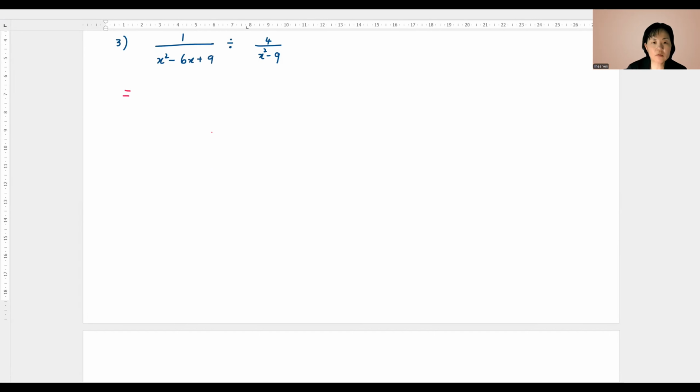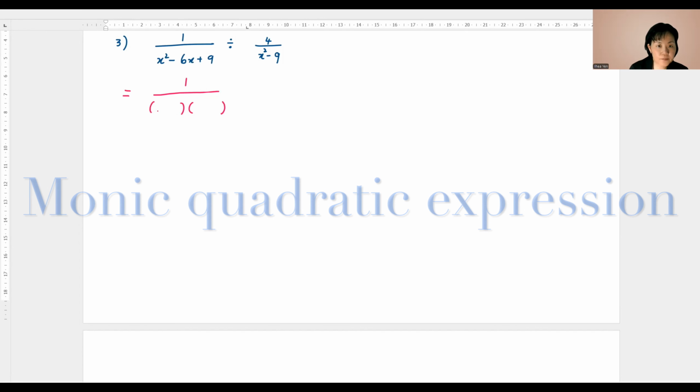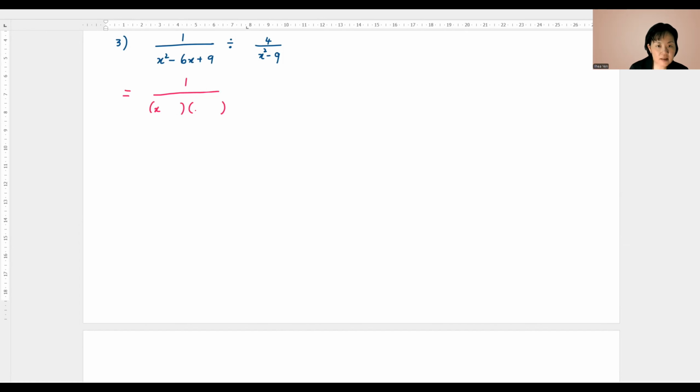Okay, number 3, 1 over x squared minus 6x plus 9 divided by 4 over x squared minus 9. You might want to rush into flipping the second term because it's a division there. But before we do that, I would like to factorize the denominator first. So I'm going to put it into factor form, and I'm going to put x and x there.